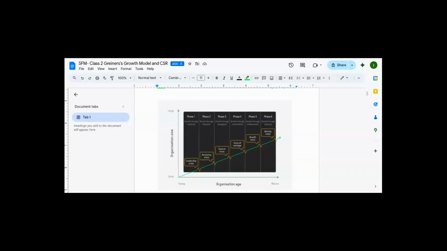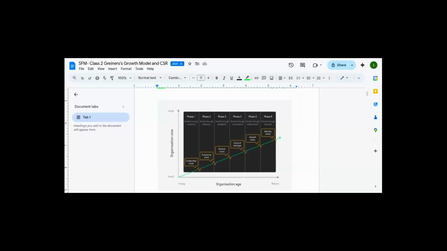So we are going to look at phase 1, which is the phase of growth through creativity. Phase 2 is called the phase of growth through direction. Phase 3 is called the phase of growth through delegation. Phase 4 is the phase of growth through coordination. While in phase 5, the company achieves further growth through collaboration. And in phase 6, we have another spontaneous expansion in growth of the company through alliance.